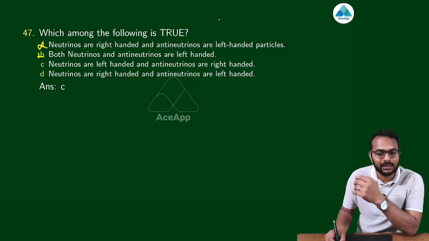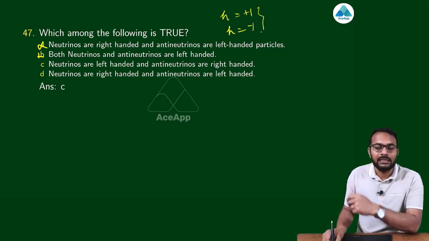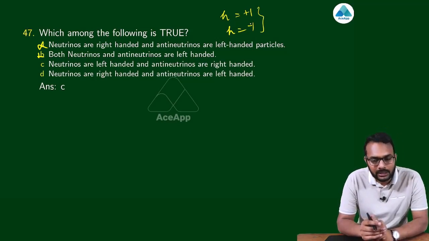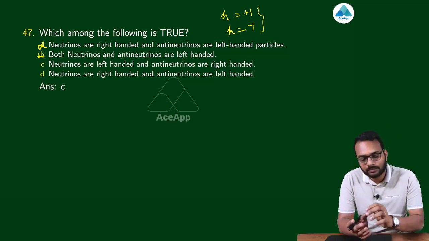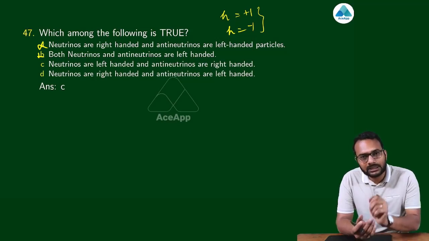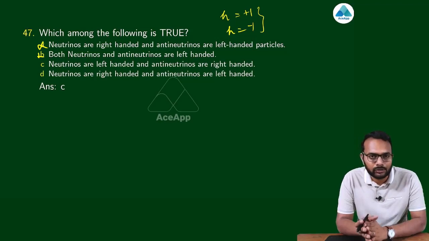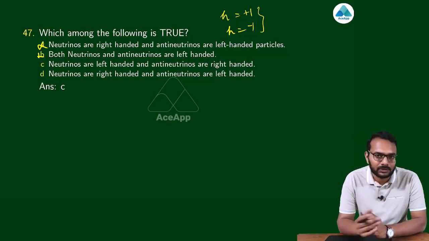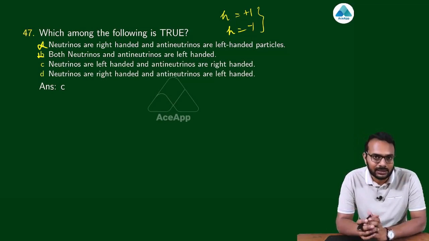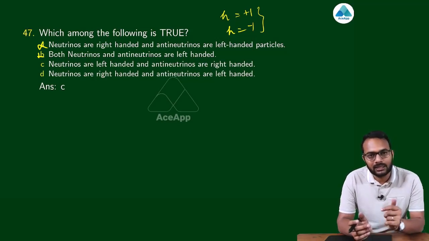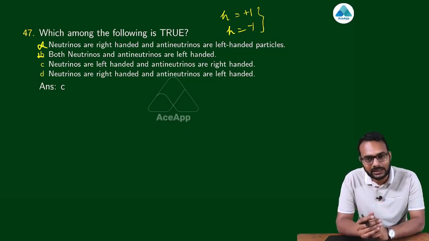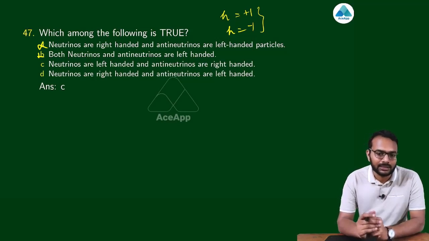Right-handed or left-handed refers to helicity. The helicity operator has eigenvalues: if helicity is plus 1, we say that it's right-handed. If helicity is minus 1, we say that it is left-handed. Helicity is the projection of the spin along the direction of momentum. The component of the spin vector along the momentum direction is basically the helicity.